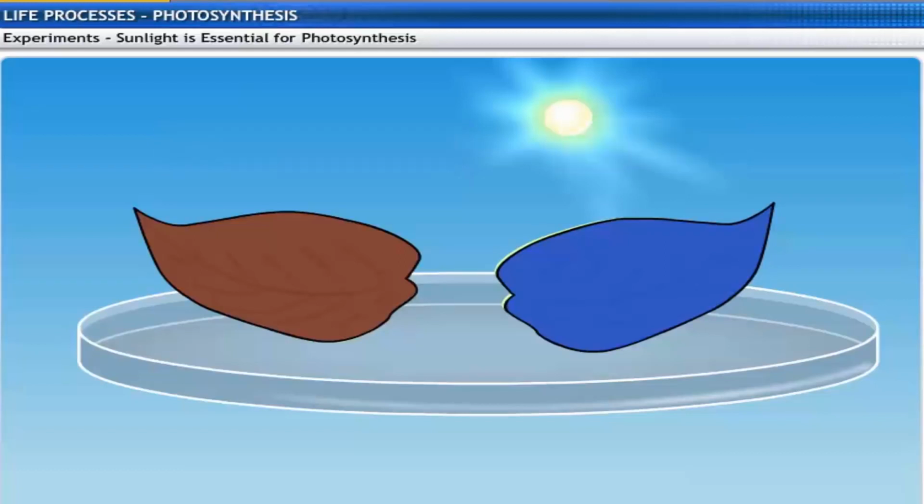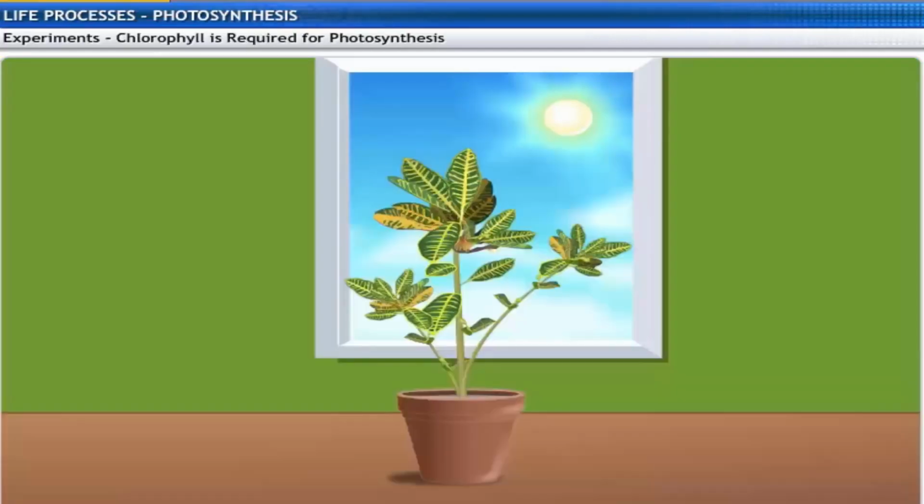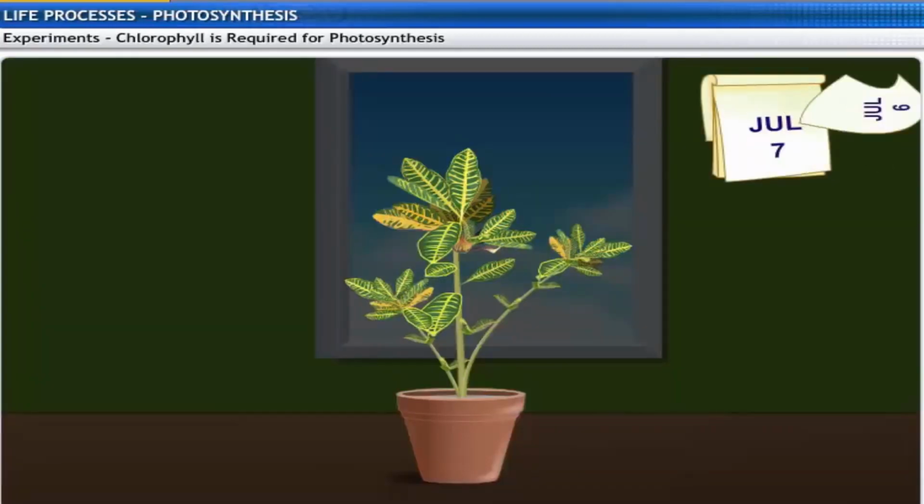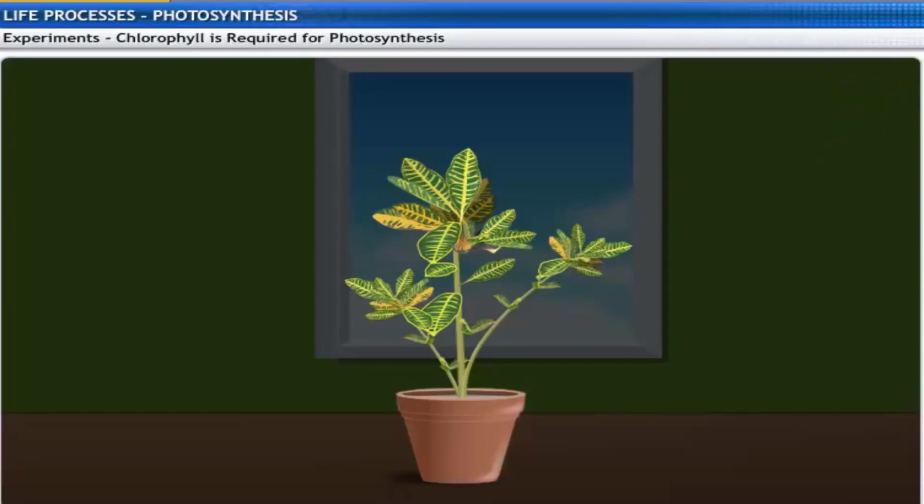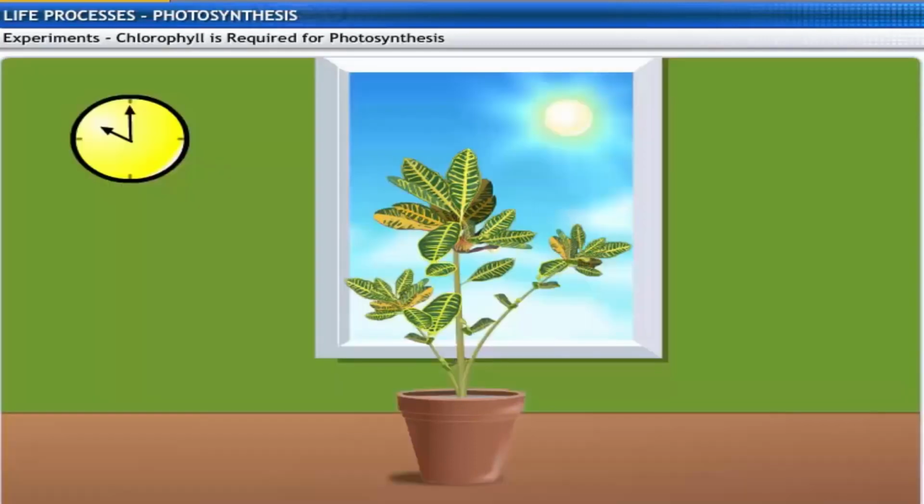Since the leaf of the plant that was exposed to sunlight turned blue-black, you can conclude that light is essential for photosynthesis. Let's conduct a small experiment to prove that chlorophyll is necessary for photosynthesis to take place. Take a potted plant that has variegated leaves, such as crotons. Keep the plant in a dark room for 3 days so that all the starch gets used up. Now keep the potted plant in sunlight for 6 hours.